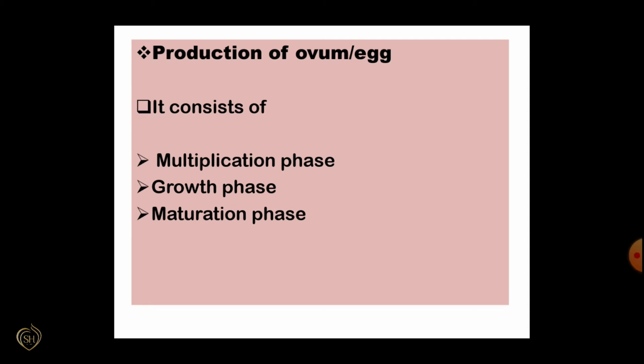Next, it enters into the growth phase. Oogonia divide by mitosis and enter into prophase I of the meiotic division and get temporarily arrested at the stage called primary oocyte.